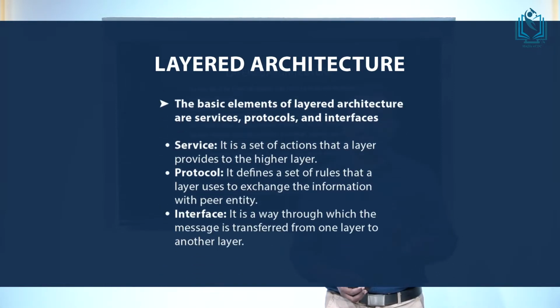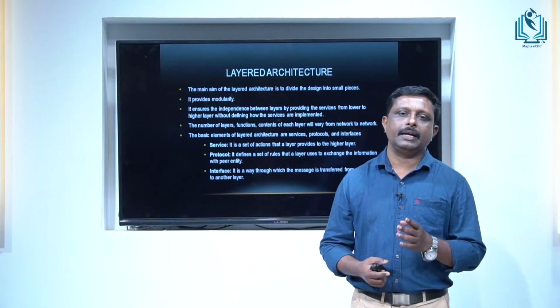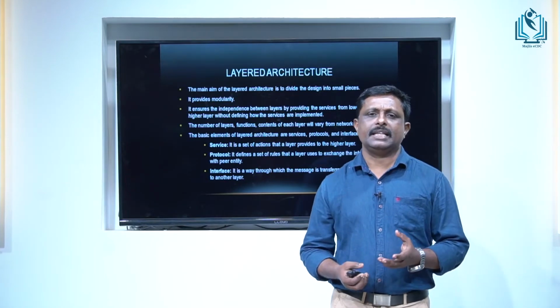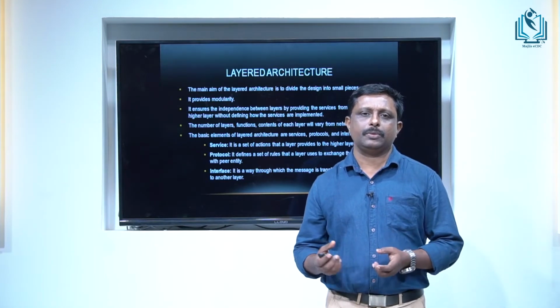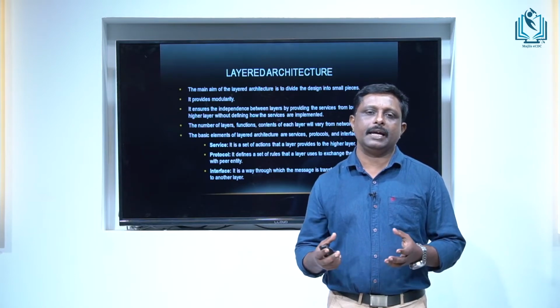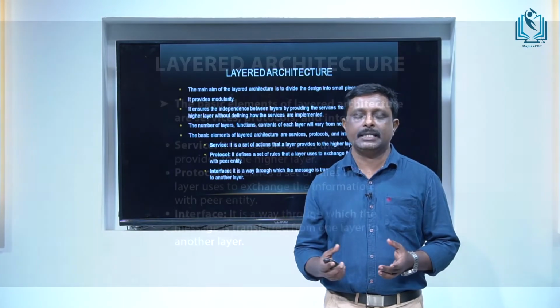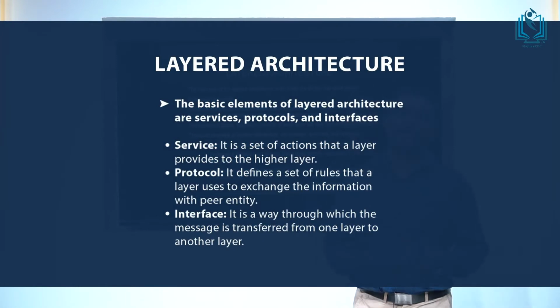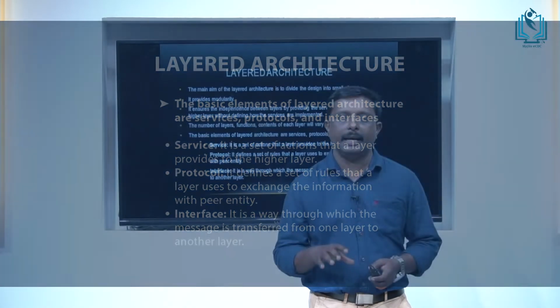The basic components of layered architecture are service, protocol and interface. Service is the set of actions given by a lower layer to an upper layer. Protocol is the way of exchanging messages among peer layers. Interface is the way in which information is passed among layers.